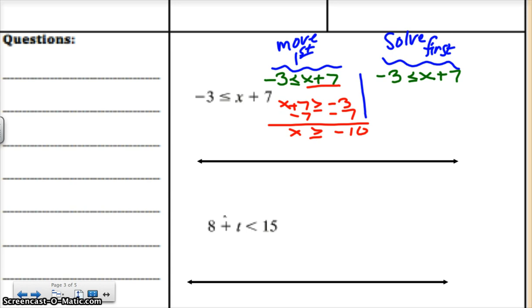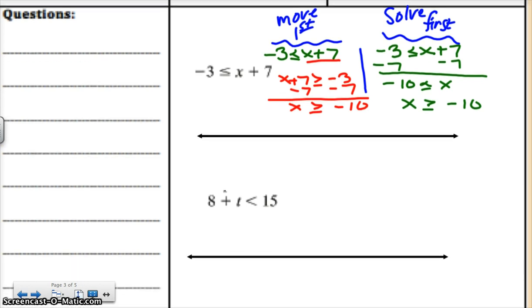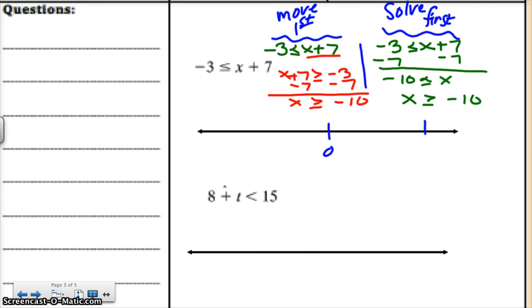Or the method of solving first. Minus 7, minus 7. Now this is going to look faster because I didn't have any mistakes like I did the last one. Put x on the left, open mouth is facing it, keep it facing it, negative 10. Both are effective strategies. I don't like solving with variables on the right. I like to solve with my variables on the left. I like to move things to the right-hand side or get them out. So your call. And then 0, 10, negative 10, closed circle going to the right.